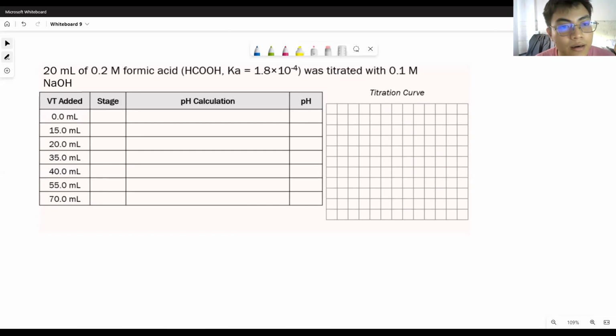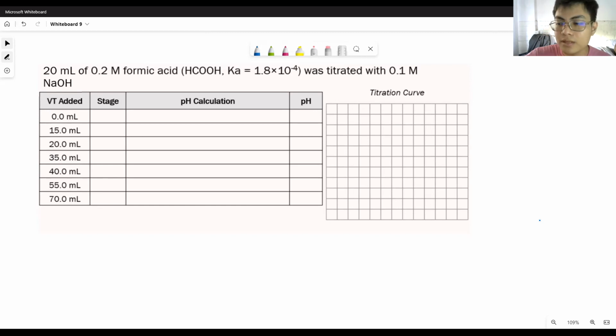And then, tignan natin if okay yung titration curve natin. Okay, so let's begin with this one. So the problem states that you have 20 ml of 0.2 molar formic acid. The Ka is 1.8 times 10 raised to negative 4. And it was titrated against 0.1 molar sodium hydroxide. So kagaya ng sinasabi ko before Holy Week, yung unang binabanggit dyan is your analyte, no? And yung sumusunod na binabanggit dyan is your titrant.